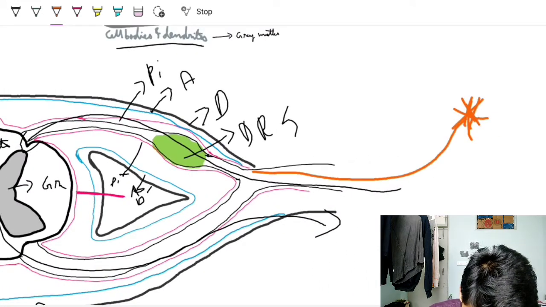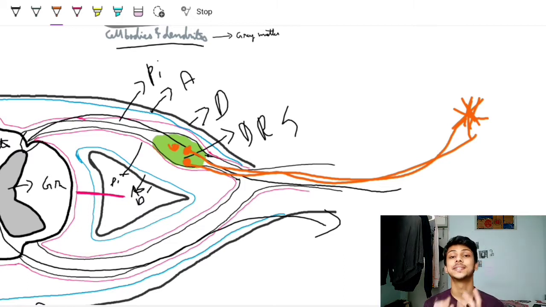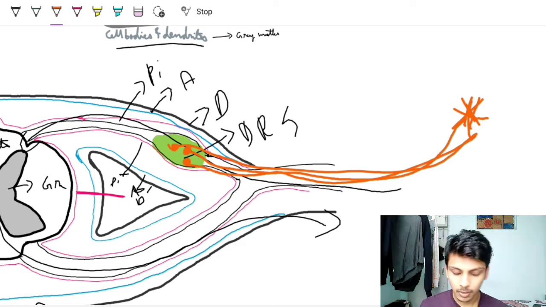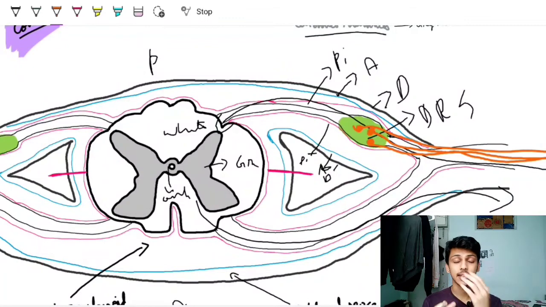So the cell body of this nerve is hosted in the dorsal root ganglion. Like this, there are many sensory nerves. So the dorsal root ganglion hosts the cell bodies of the sensory nerves. Is there something similar in the ventral root? In the motor nerves also they need a cell body, right? So do they have a ganglion?